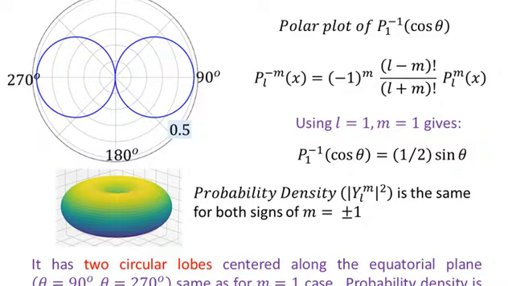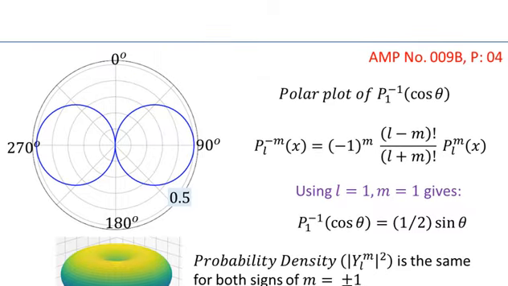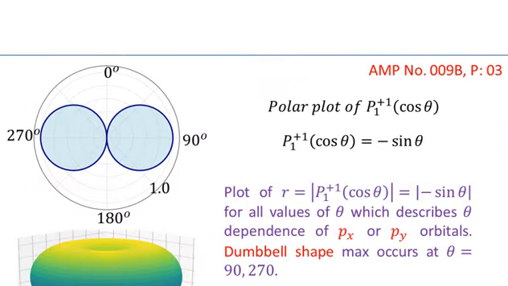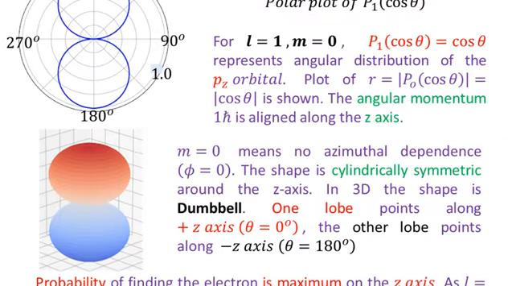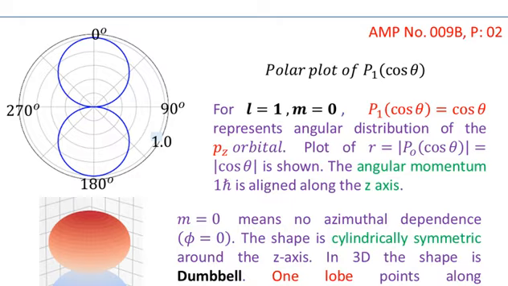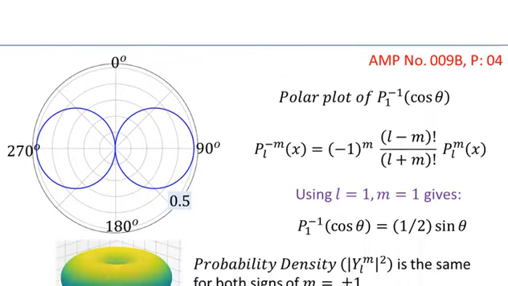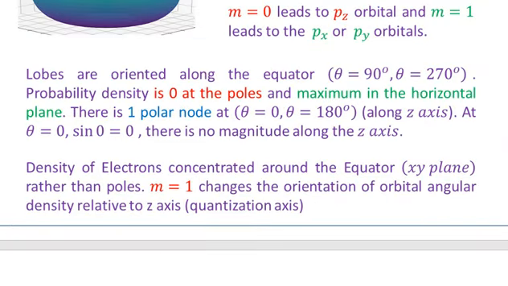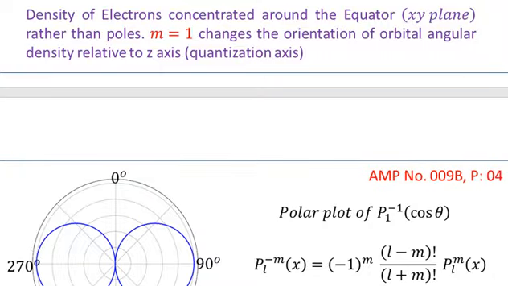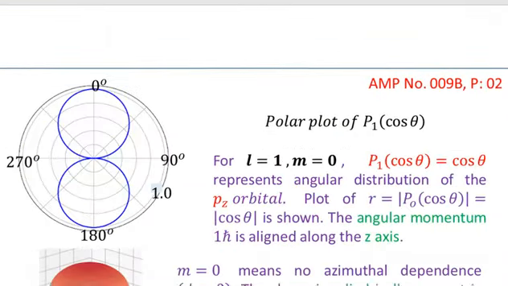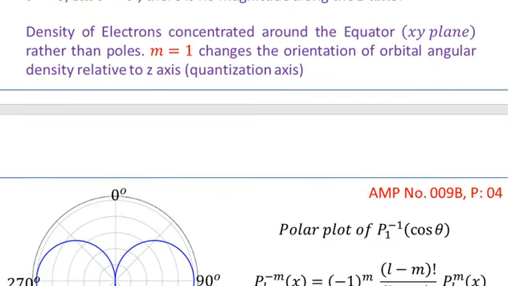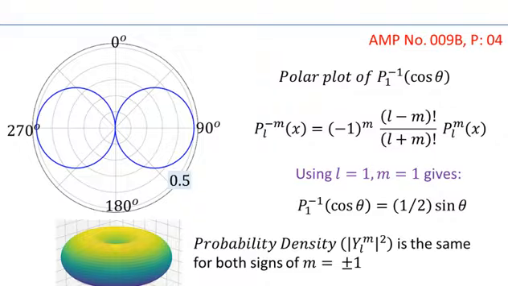The magnitudes, however, are different. The magnitude is 0.5 in the case of m equal to minus 1, and the magnitude of the circular region plotted in the polar coordinate system is 1 for m equal to plus 1, whereas this shape is only aligned along the z axis. Now, these are the dumbbell shapes, and the three possible shapes will be the pz shape, which is in this case, the px or py shape in this case, and again the px or py shape in this case.